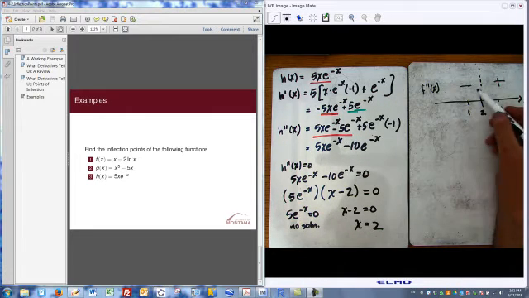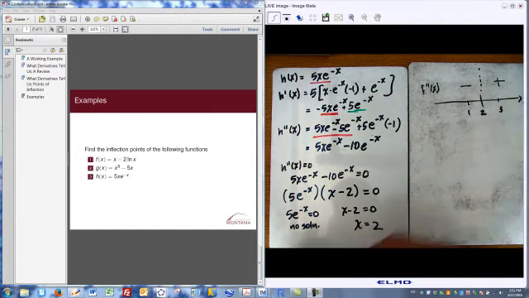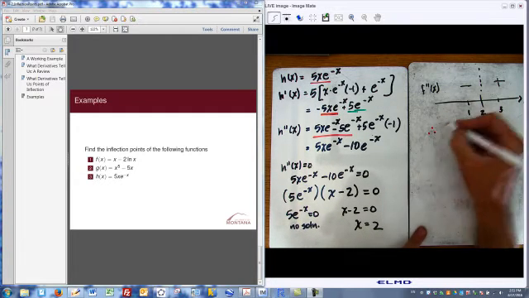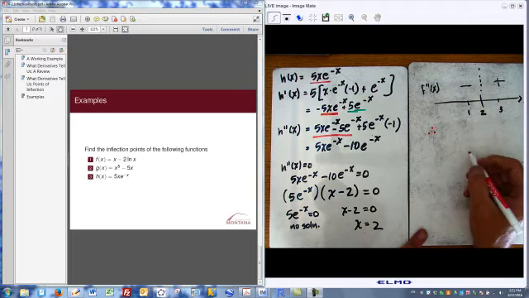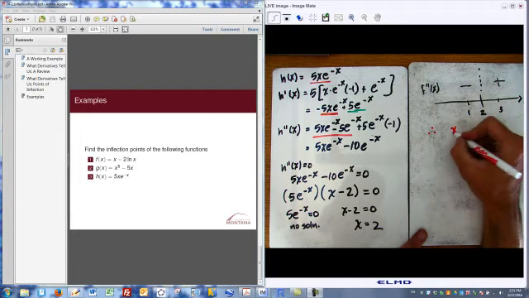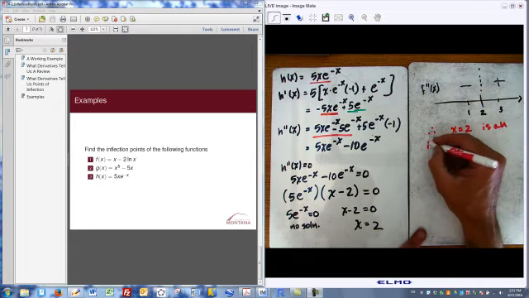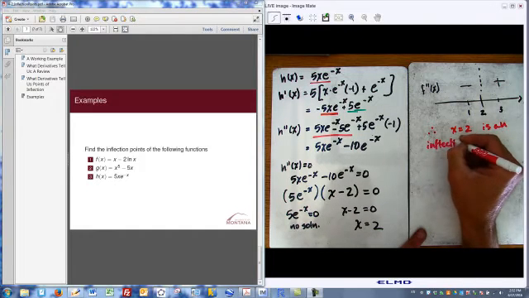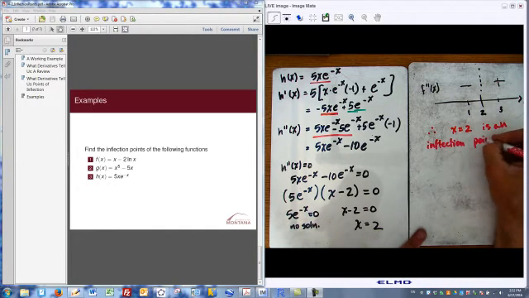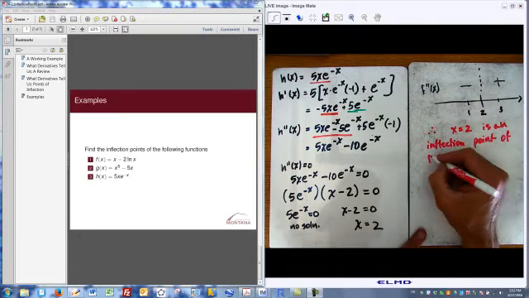So it does appear that we go from concave down to concave up at the point 2 on this particular graph, x equals 2. So what can we conclude? We can conclude that at the point 2, x equals 2 is an inflection point of the graph.